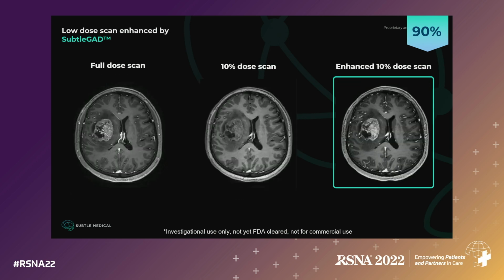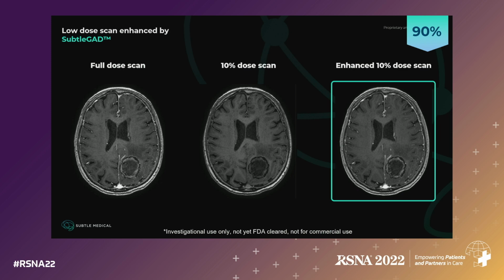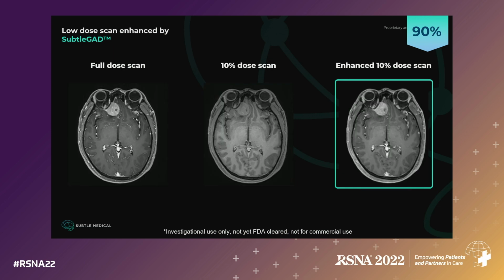And then here are similar results with a 90% reduction in the gadolinium dose. Again, the small vessel structures that you can see on the full dose scan are lost in the 10% dose scan and then restored in the enhanced image. It also is able to maintain the tumor margins that are enhanced without blurring. One more example with 90% reduction in dose. And then one more example. Again, seeing the small vessels that get lost in the 10% dose are restored on the enhanced image.